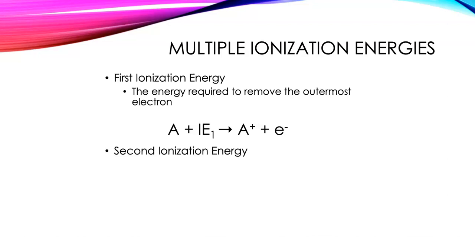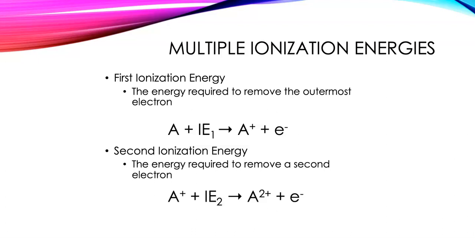But if we add more energy, we can remove a second electron, and this amount of energy is called the second ionization energy. So I had to remove a second electron, but I'm doing it from the cation with a +1 charge. So I'm taking my cation with a +1 charge, putting in a certain amount of energy, and I'm making now a cation with a +2 charge. So we're removing one electron at a time.